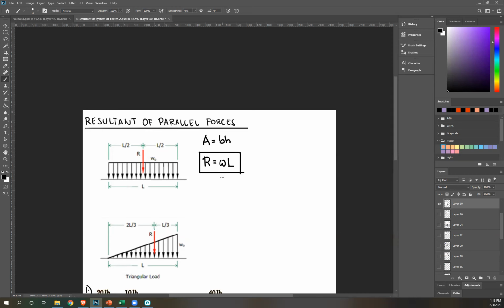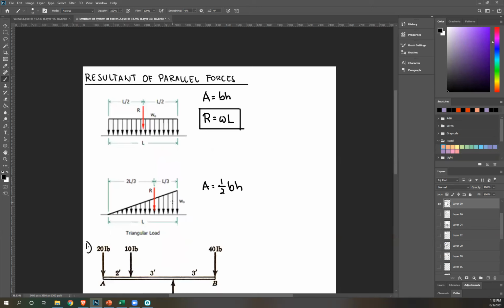Same thing here. We have a right triangle. Area is 1/2 base times height. Doing that here, 1/2 base again is L, and height once again is your W sub O for your distributed load. So it's 1/2 L times W, or it's more commonly written as 1/2 W times L. And that is how you convert your distributed load to your point load. Any questions so far before we move on to our examples?